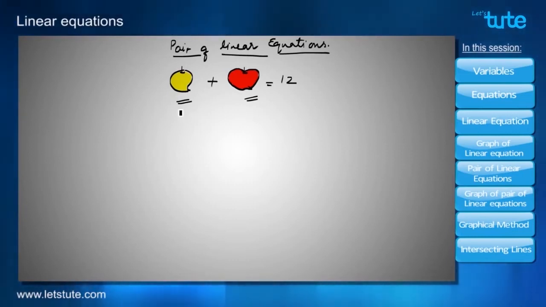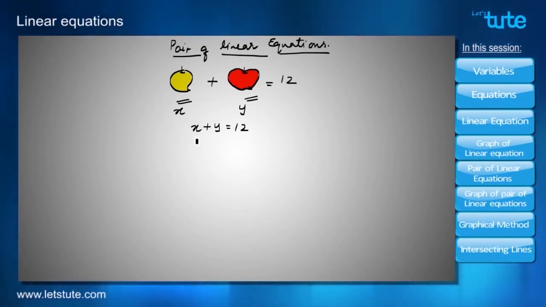To find their prices, I assumed the price of one mango be X rupees and price of an apple be Y rupees. So therefore, total expense for one mango and one apple can be given as X plus Y equals to 12. Since I don't know their individual prices, I can assume many values for X and Y, which gives me a total of 12.